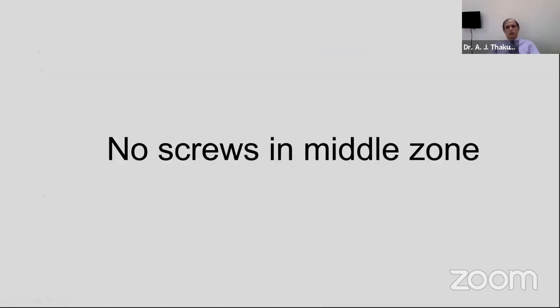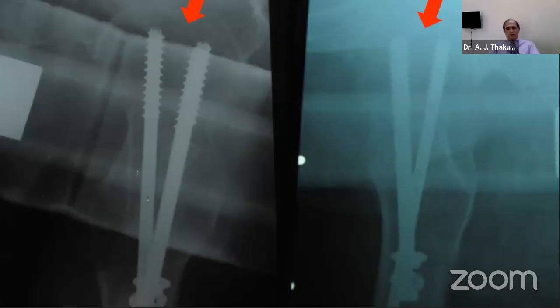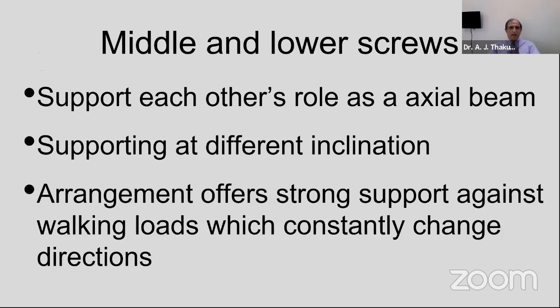There are no screws in the middle zone. Nothing in the middle zone in both the patients. The middle and lower screws support each other's role as an axial beam, supporting at different inclinations. This arrangement offers strong support against walking loads, which are constantly changing.